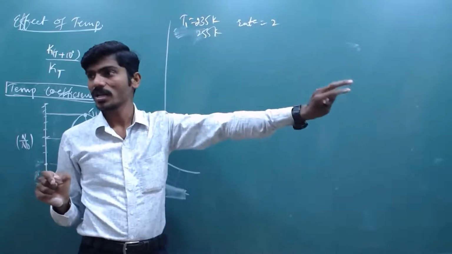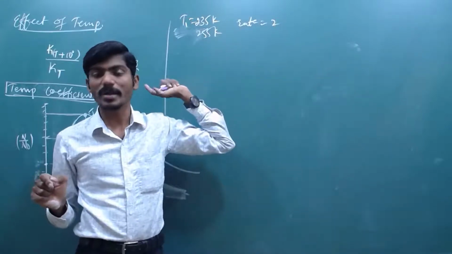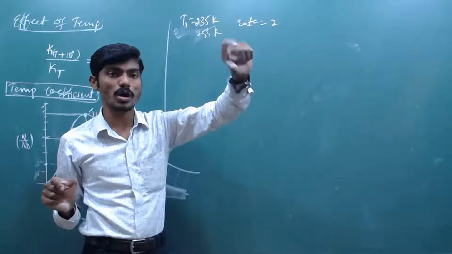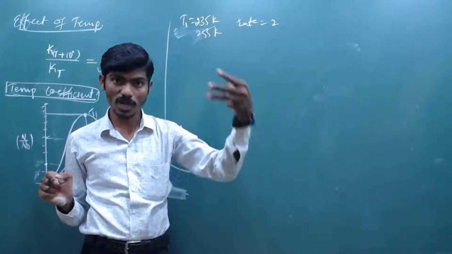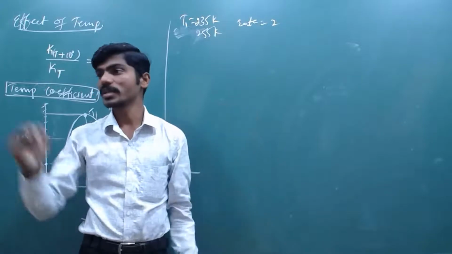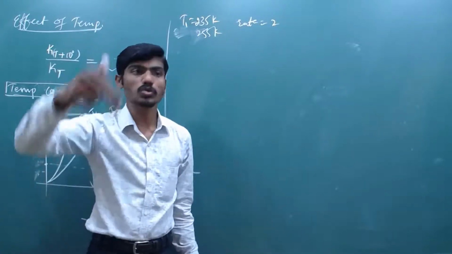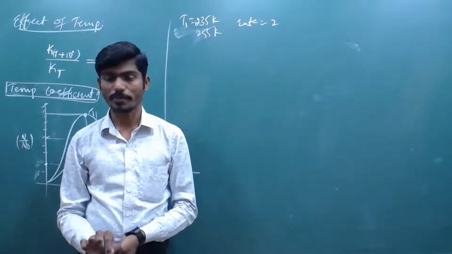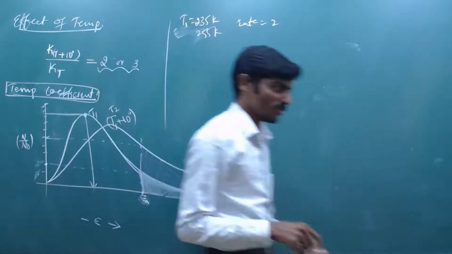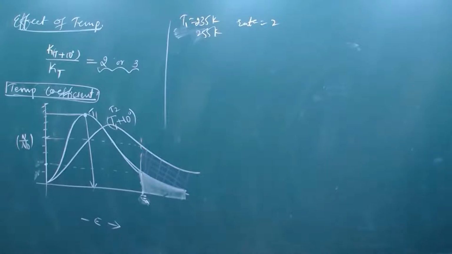Or else, in general approximation, the temperature coefficient is nothing but the ratio of rate constants at two different temperatures. That is equal to 2, so 2 to the power of the difference in the temperature. So this is the effect of temperature on the rate of reaction.